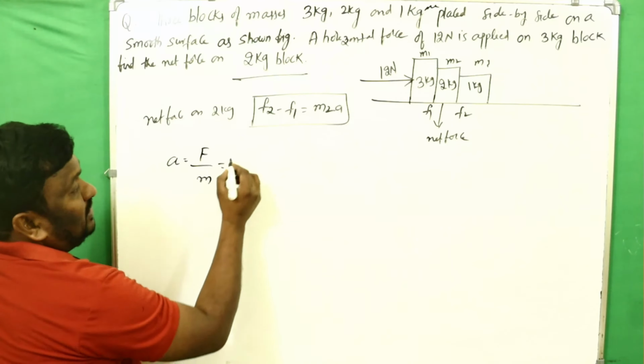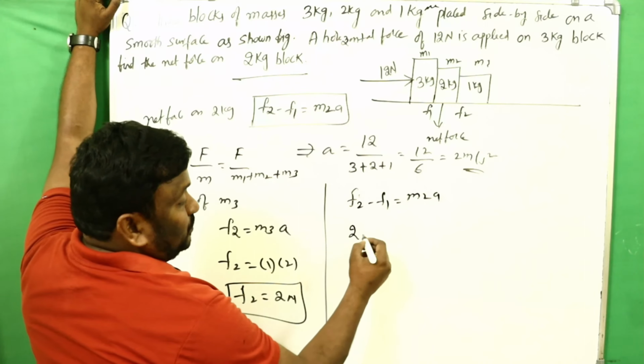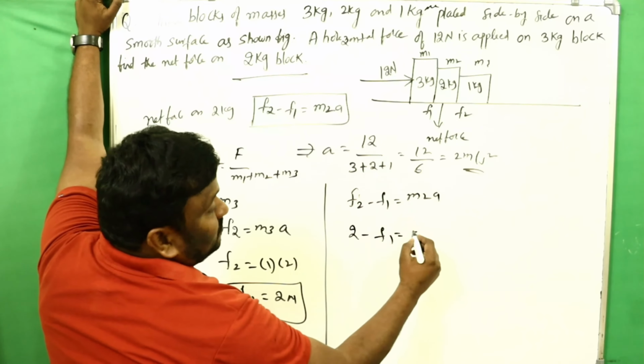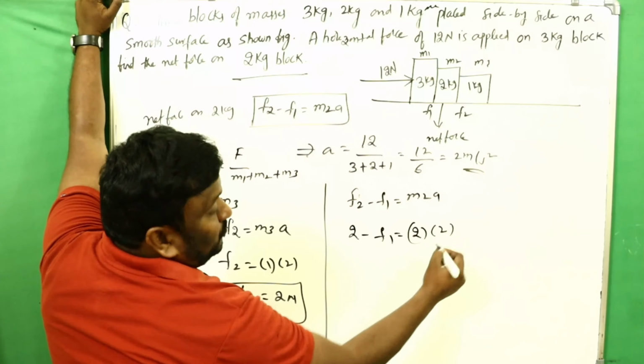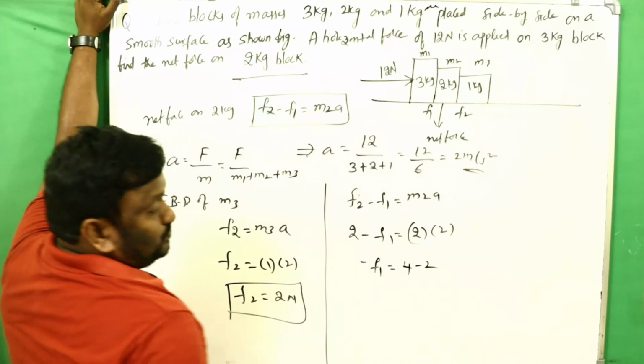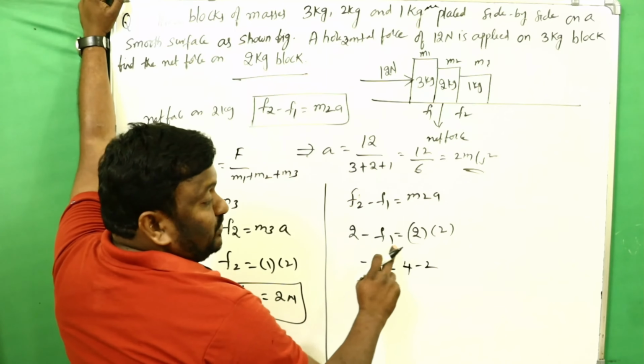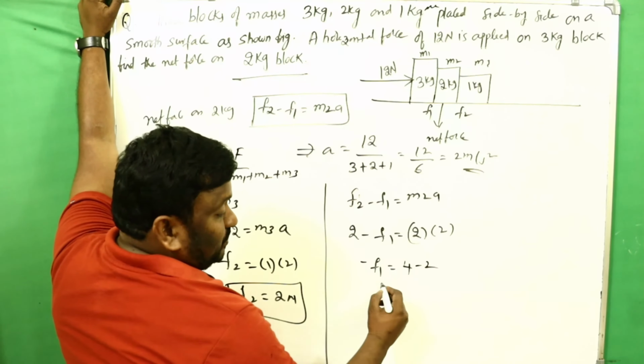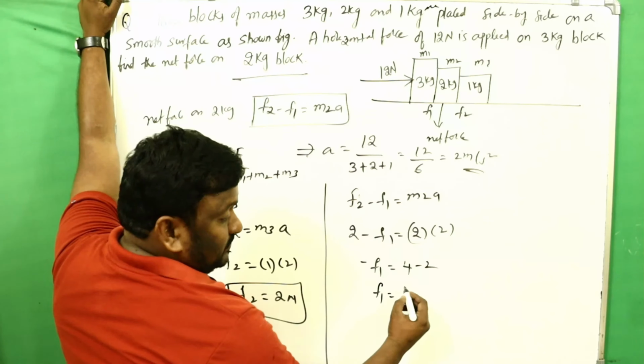So what do we need again? We need f1. So for f1 we use this formula: f2 minus f1 is equal to m2a. The f2 value is 2, so 2 minus f1 is equal to m2 value, 2 into 2, 4. Then minus f1 is equal to 4 minus 2, and f1 is equal to 2. We can take the magnitude, that is 2 newtons. Clear?